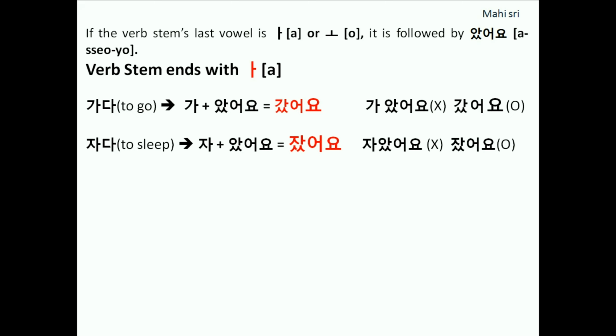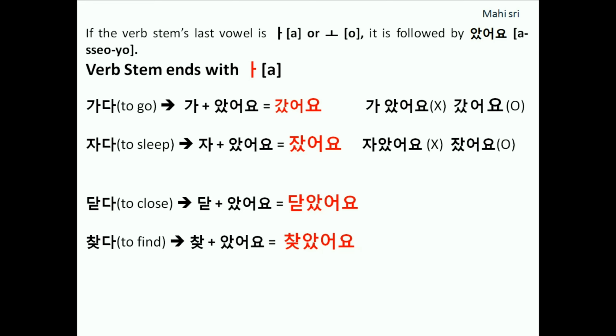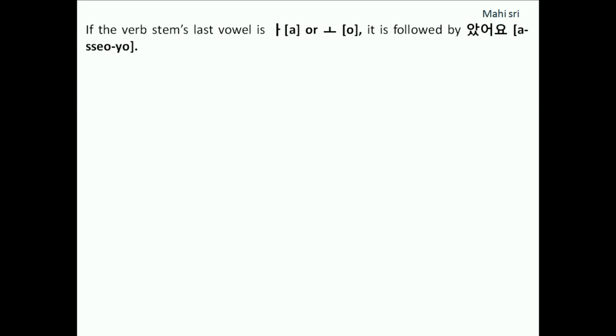Next, chada, to sleep. Cha plus asoyo is chasoyo. The cha is the verb stem here. Chasoyo is I slept, like that. Tatta, to close. Tat plus asoyo, tadasoyo. Chatta. Chat plus asoyo, chajasoyo.